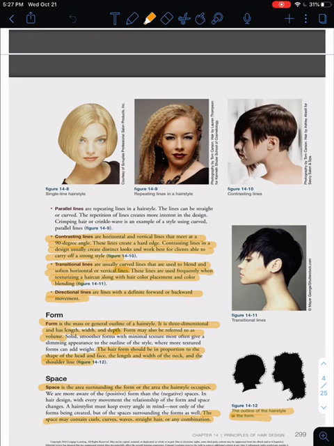Transitional lines are usually curved lines that are used to blend and soften horizontal or vertical lines. These lines are used frequently when texturizing a haircut, along with hair color placement and color blending. Your directional lines are lines with definite forward or backward movement.